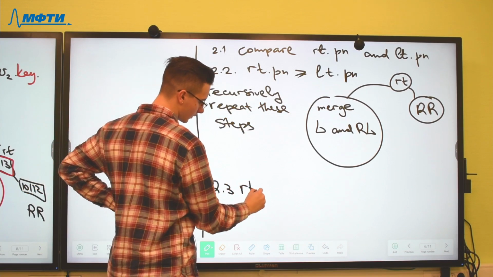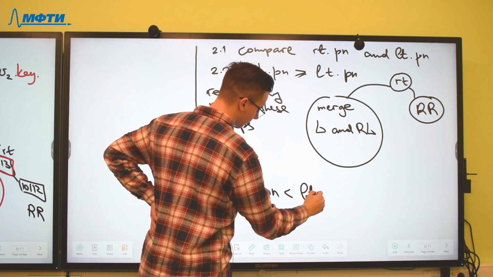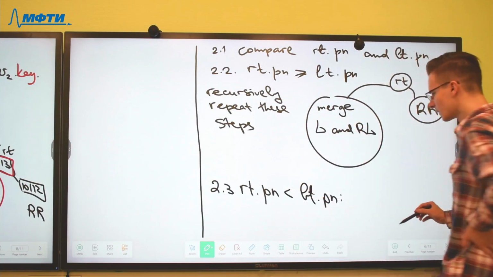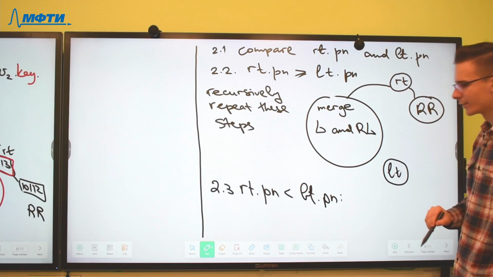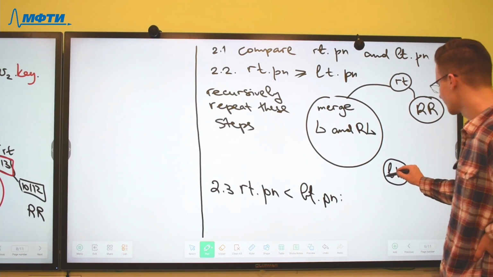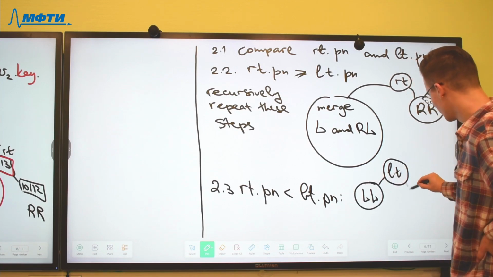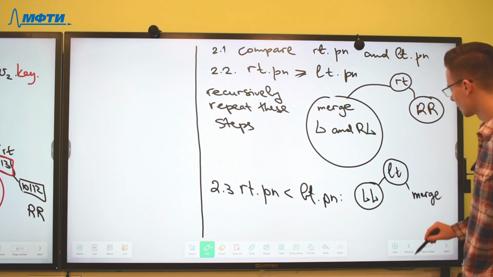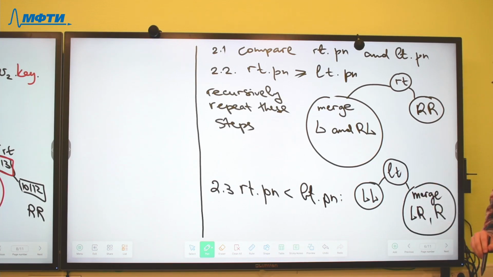If the right priority is smaller than the left one, in this case, the root of the new tree will be LT, and there the answer will be the merging of L, R, and R. Okay?